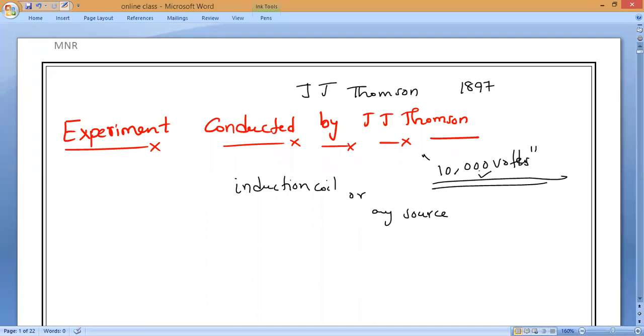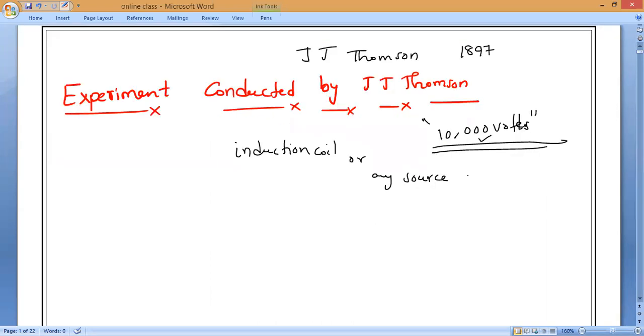So this discharge tube is attached to the vacuum pump. What is the use of vacuum pump, guys? Again, I have told you. Yes, it creates low pressure. It will reduce the air pressure inside.